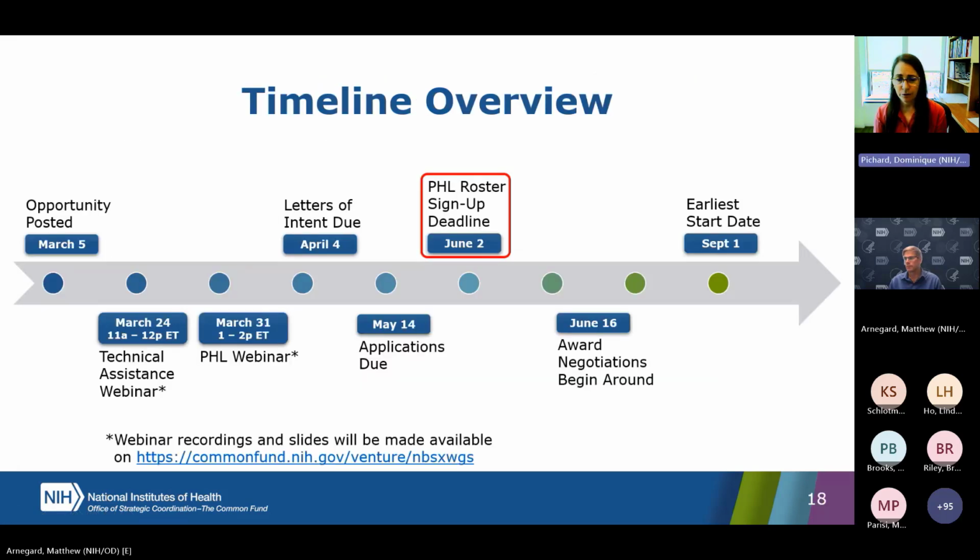This timeline overview shows the key events and due dates leading up to the earliest possible start date for the awarded project. Again, I would like to highlight the deadline to be included on the roster of public health laboratories to be considered is June 2nd. Another important date is the earliest start date of September 1, 2025. Next slide, please.